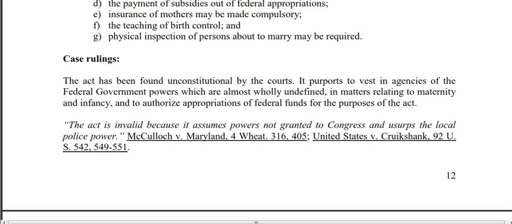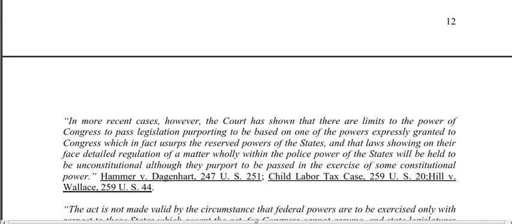The Act has been found unconstitutional by the courts. It purports to vest in agencies of the federal government powers which are almost wholly undefined in matters relating to maternity and infancy, and to authorize appropriations of federal funds for the purpose of the Act. In McCullough versus Maryland, they ruled that the Act is invalid because it assumes powers not granted to Congress and usurps the local police power.